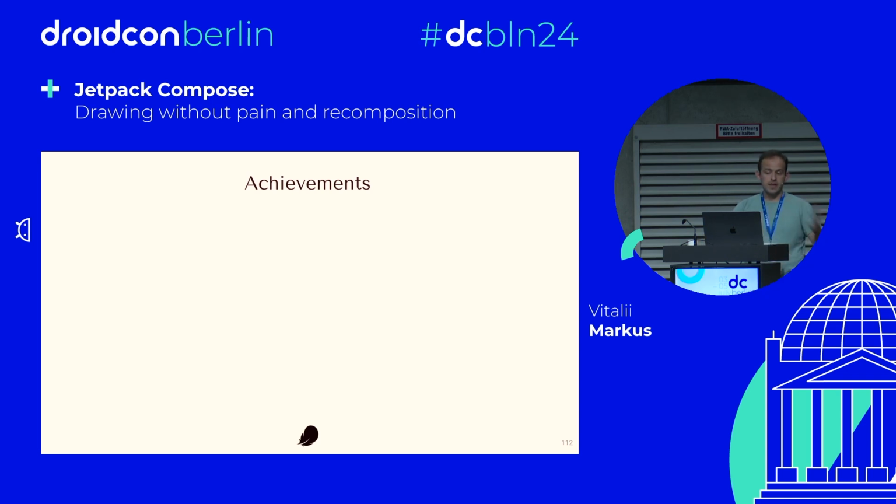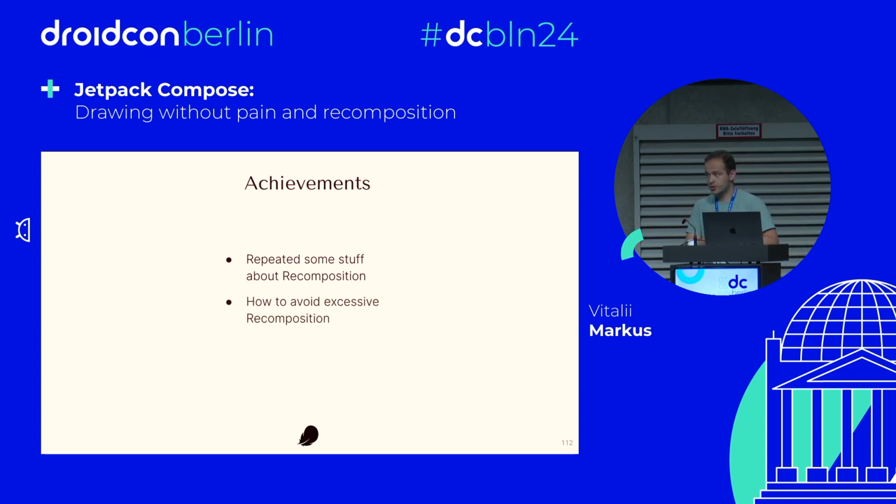And at the end, we repeated some things about recompositions. We got an approach for how we can avoid excessive recomposition in some cases. And we got some life hacks for how we can decrease memory allocation when we draw on the canvas.